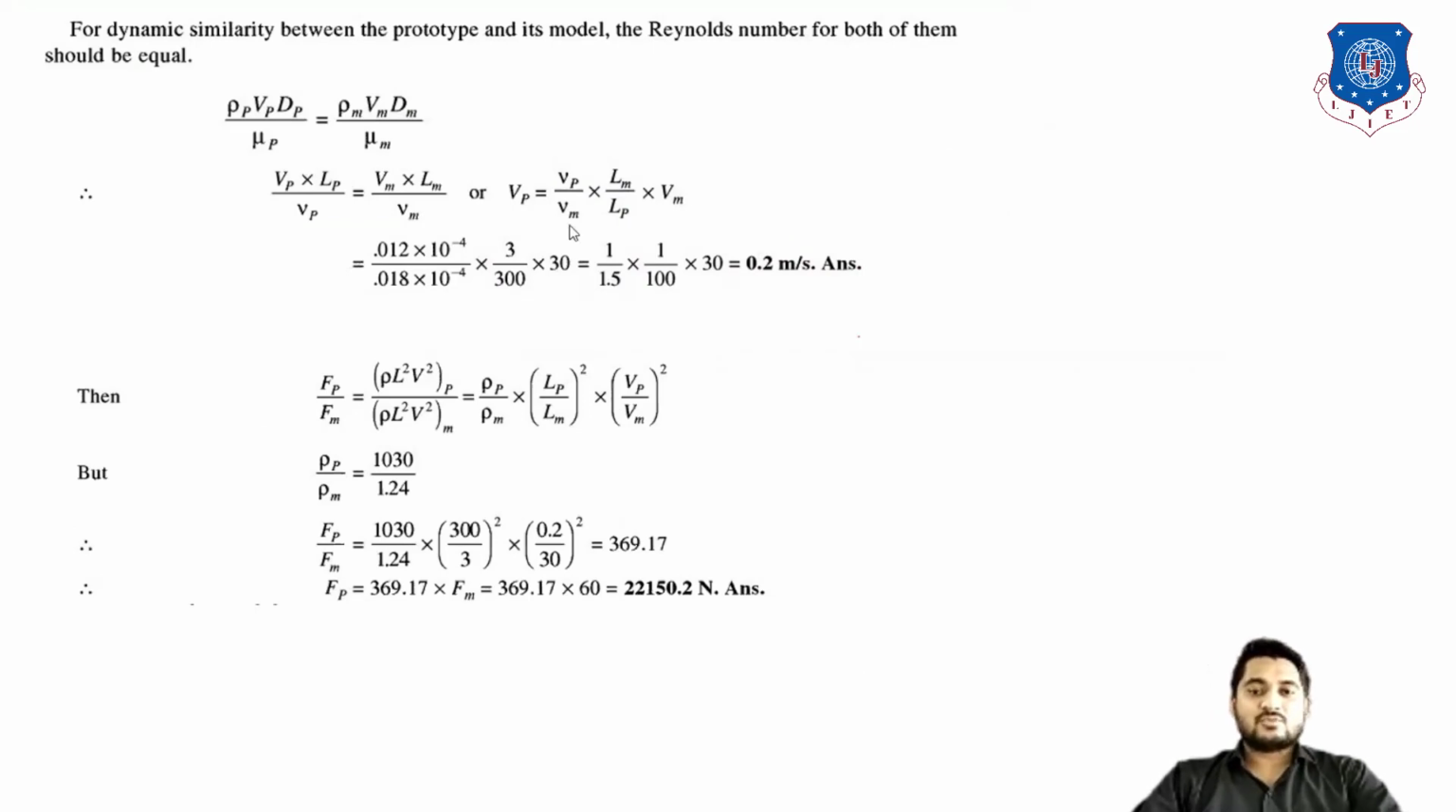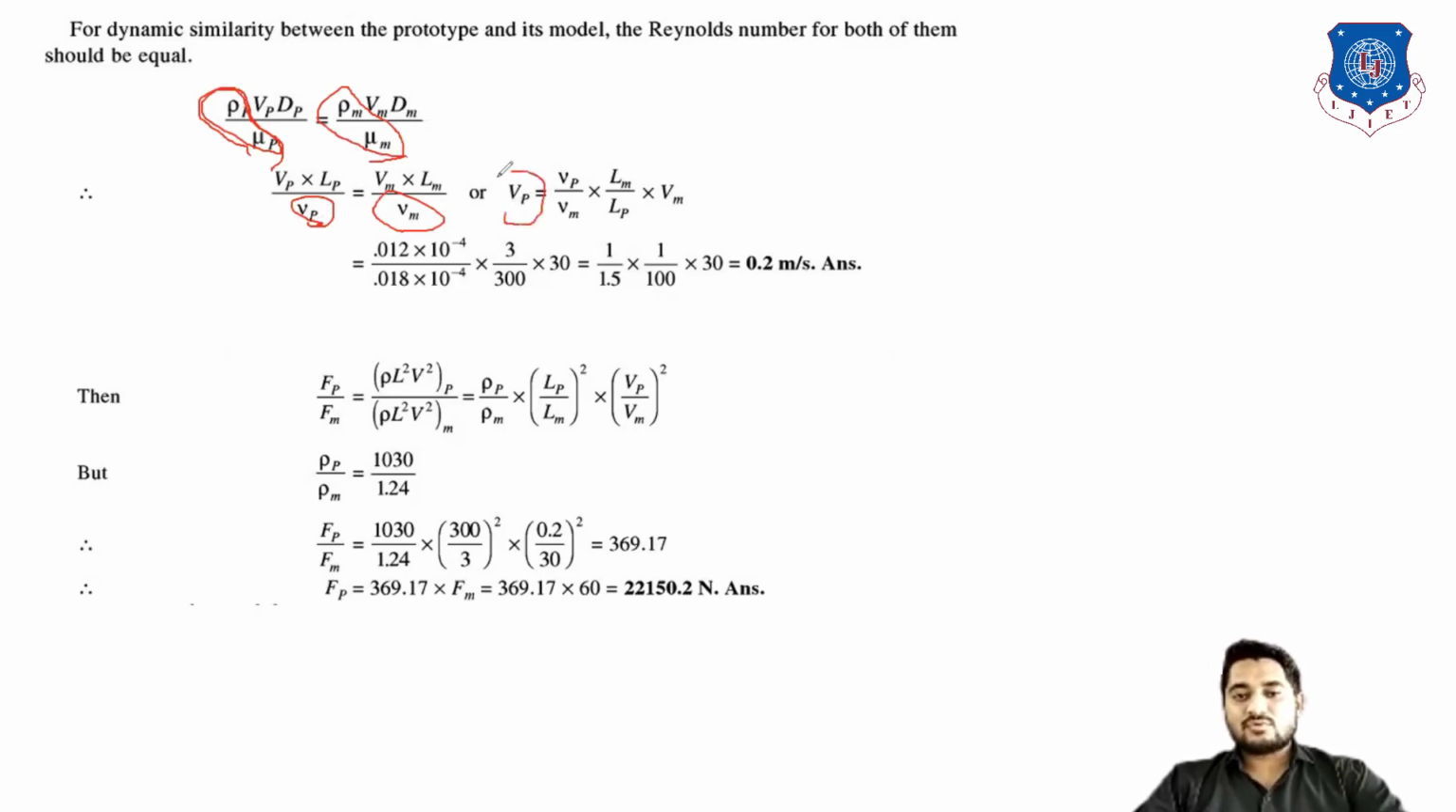So according to Reynolds Model Law, Reynolds number of model is equal to Reynolds number of prototype. So here rho v d by mu for model is equal to rho v d by mu for prototype. Now here mu is dynamic viscosity. In our given data, they have mentioned kinematic viscosity. So in the Reynolds number equation, we can write mu by rho as kinematic viscosity. So the equation will become velocity into length divided by kinematic viscosity. Clear?